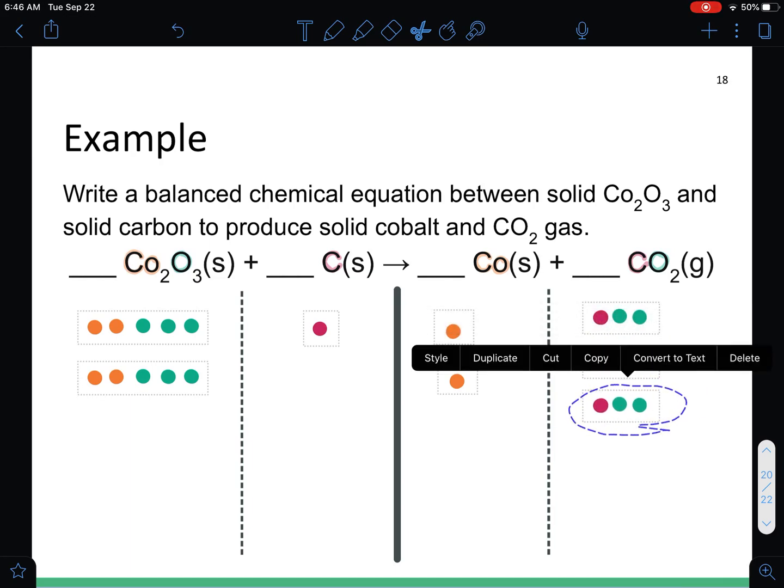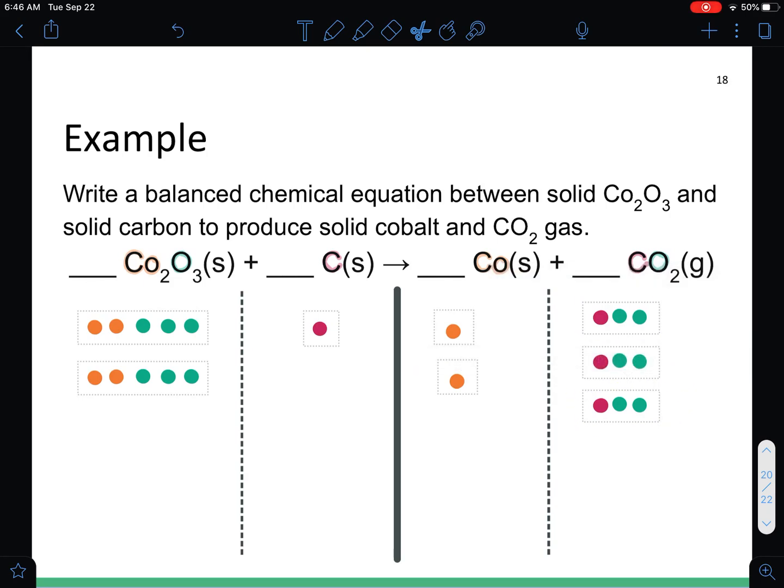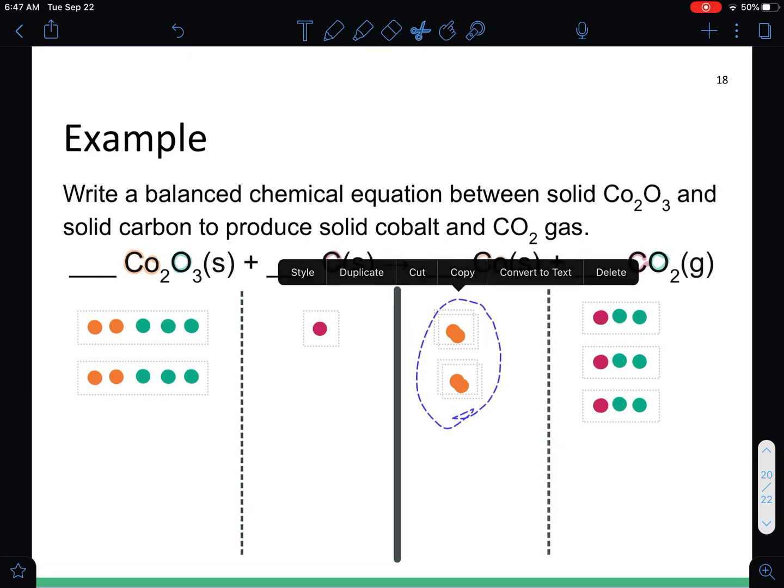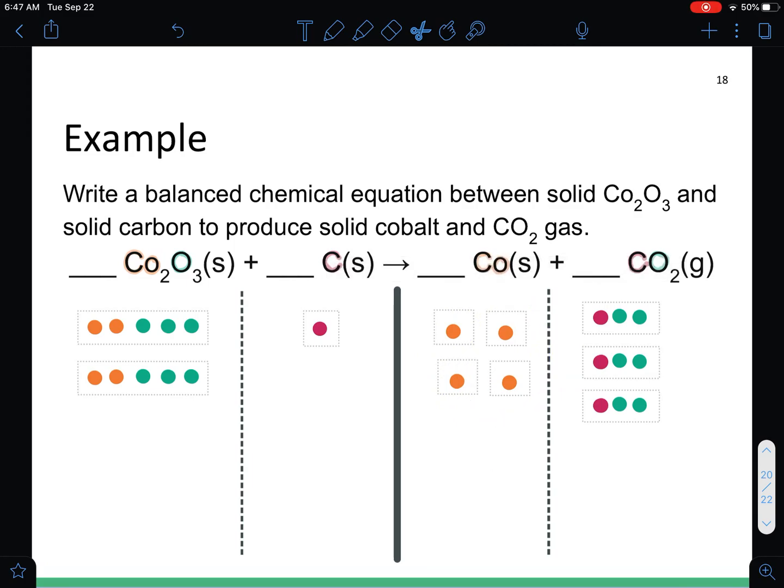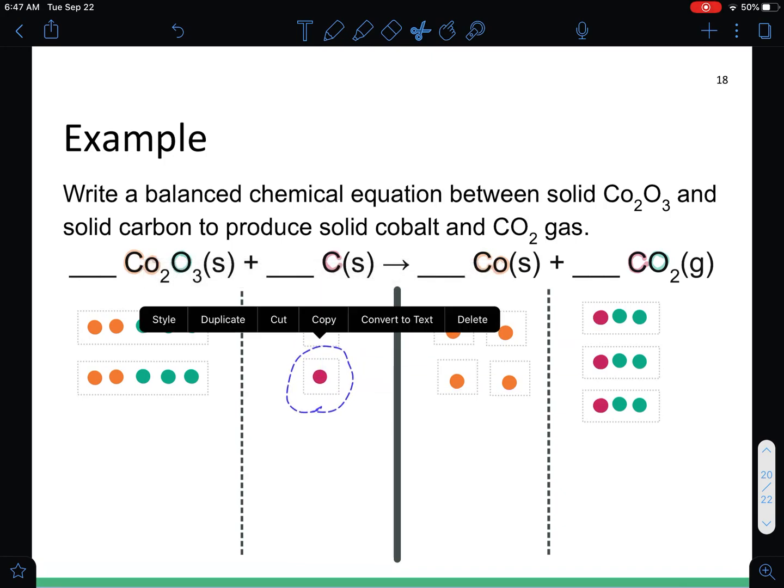All right, now my oxygen is balanced by adding 2 more, so a total of 3 carbon dioxides on this side of the reaction, and by adding a second Co2O3 on this side of the reaction, I was able to balance my oxygens. In that process, I did end up unbalancing my cobalts, but that's easy to go back and add 2 more. Duplicate those. All right, now cobalt is balanced. The only one left is carbon, and I have 3 total on this side, so that means I need to add 2 more.